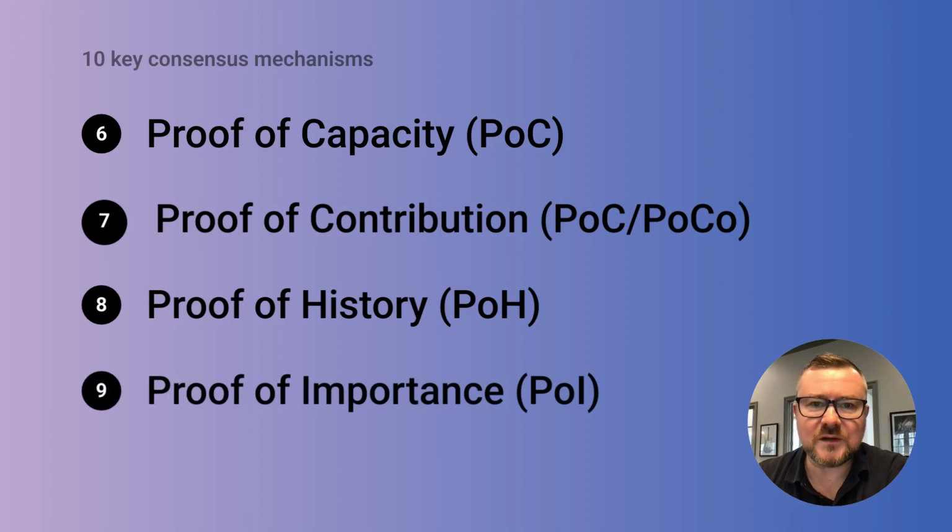Proof of Importance, POI. Proof of importance expands on proof of stake by considering factors beyond token ownership. It evaluates a node's activity and contribution to the network, such as transaction frequency, to determine its eligibility for validating new blocks. This approach ensures a more holistic and equitable system.